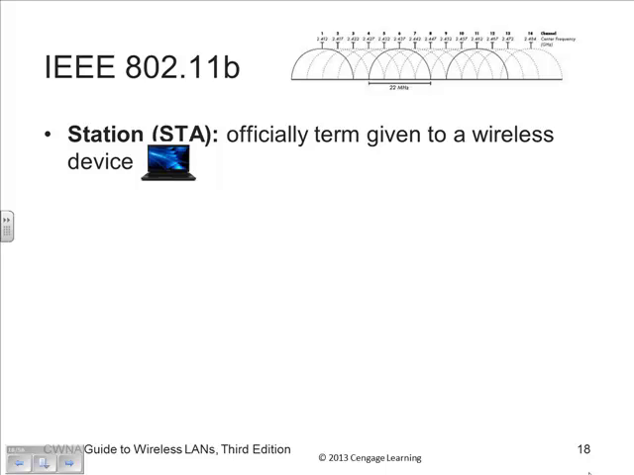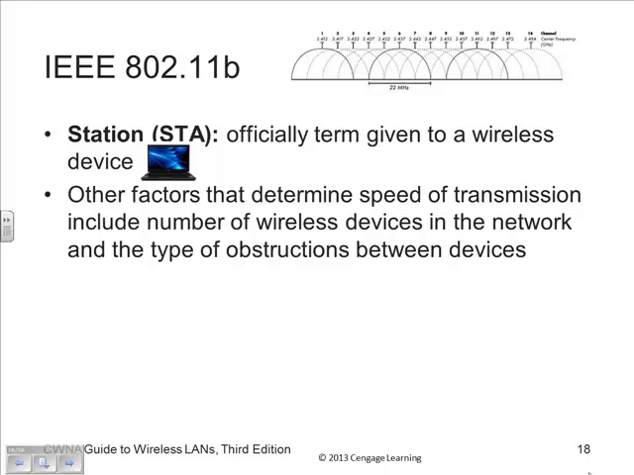When you see STA, station, it's any wireless device that is not an access point, something that's going to connect to an access point. It's called a STA. Other factors that determine the speed include the number of wireless devices in the network and the obstructions between the devices. If we had a mirror in front of us, is it going to go through the mirror? Probably not. It's probably going to bounce off of it, isn't it? So what's there? What's the material? And later on, when we're talking about wireless surveys, what kind of material?